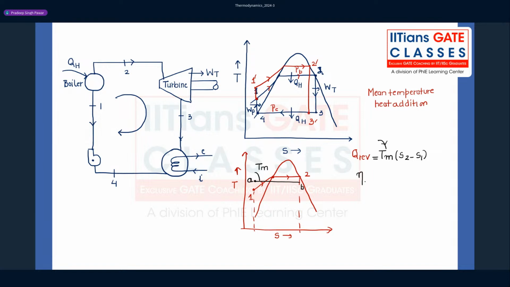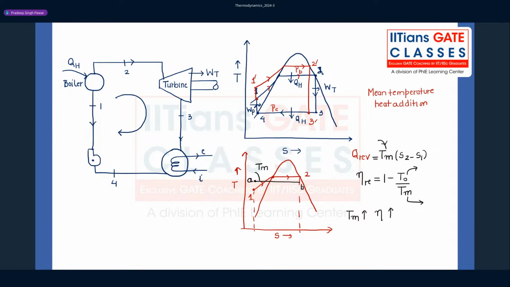Now the efficiency of the Rankine cycle can be written as 1 minus T naught by T mean, where T naught is the temperature of heat rejection and T mean is the temperature of heat addition. So as T mean increases, the efficiency of the cycle increases.